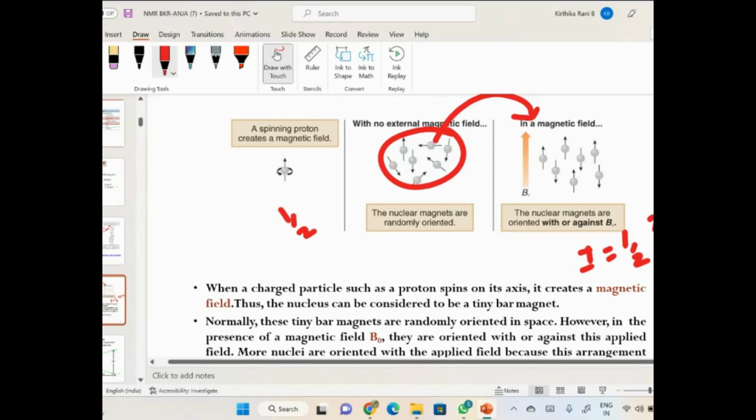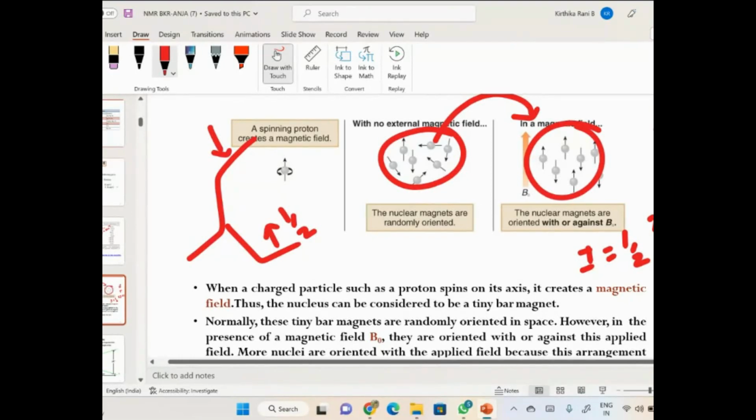Now the two states are, one is the aligned state, and the other one is the opposed state. So the proton will be split into two states. When it is aligned, it has lower energy, and the opposed state has higher energy. So you will have only two splittings, two particular orientations: one aligned orientation, and the other one opposing orientation.